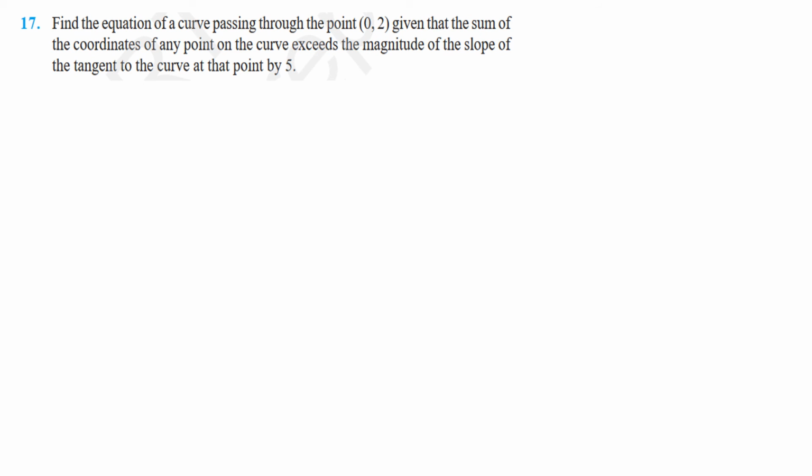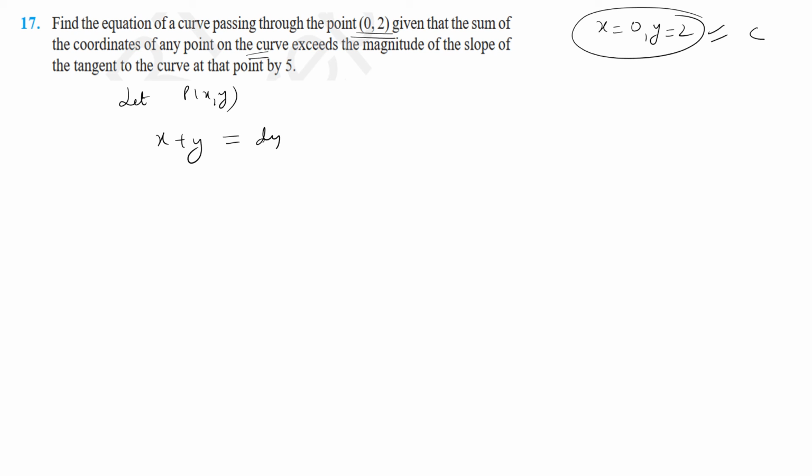17 is, find the equation of curve passing through the point 0, 2. Okay, so this point will act as the condition, when x is 0, y is 2, which we will use for finding out the constant c. Given that the sum of the coordinates of any point, so if the point is xy, then the sum of coordinates exceeds the magnitude of slope. So the magnitude of slope is dy by dx. Okay, exceeds the magnitude of the slope by 5. That means it is dy by dx plus 5.